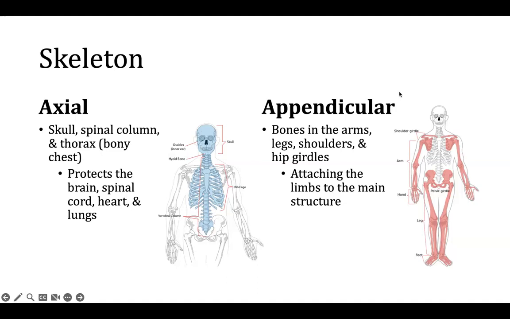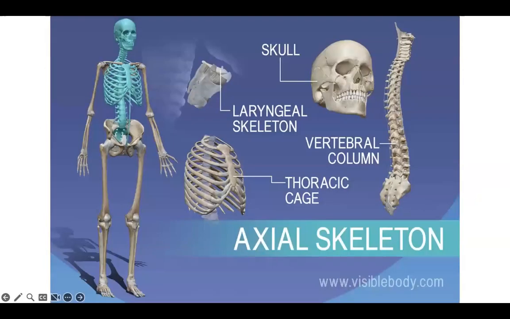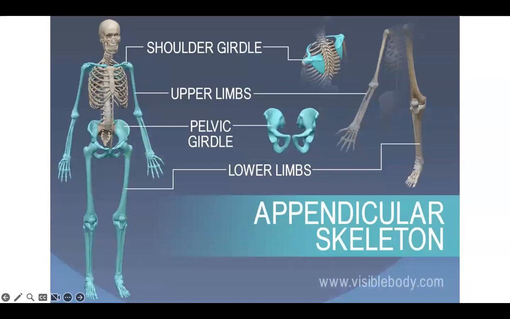We also have our appendicular, so that's anything outside of that trunk region. And this is used for movement. So these are our arms, our legs, the things that help us to be able to do things, to walk, to move, and provide us with that structure as well. So just a reminder, the axial skeleton and our appendicular, all of those different regions or different bones working together.